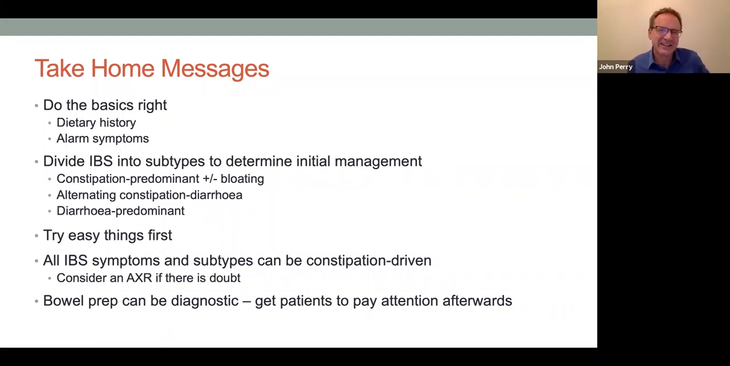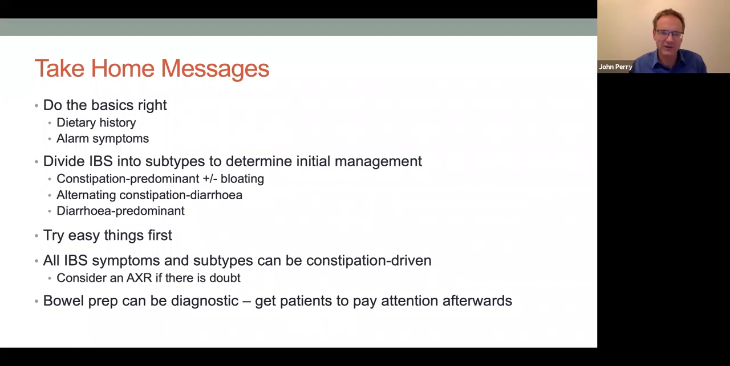Take-home messages. Look, definitely do the basics right. Work out what subtype they are. Do the dietary history briefly, and obviously look for alarm symptoms. Divide them into subtypes, and that'll guide your initial management, but won't necessarily be the final result. Do the easy things first. So if you're seeing them in a 15-minute consultation, work out their subtype, give them something to take away and try, and say, come back and we'll work through some other things. It'll probably take 20 minutes.